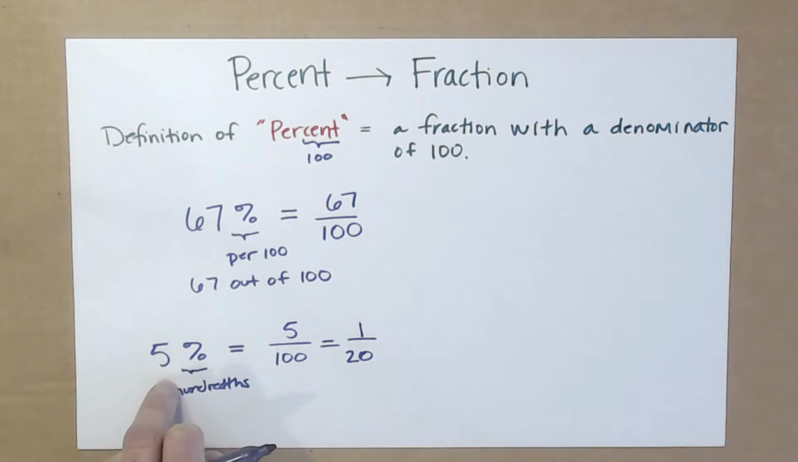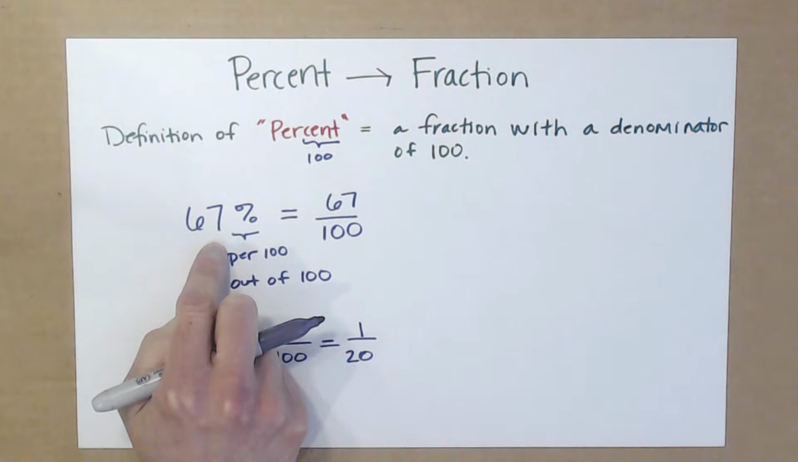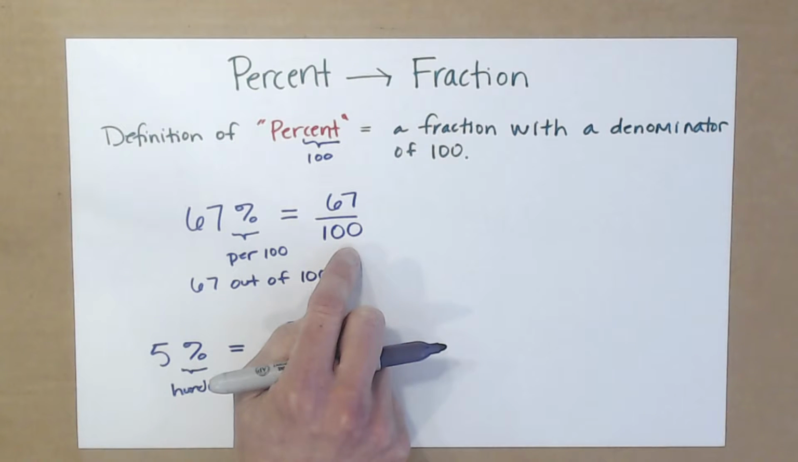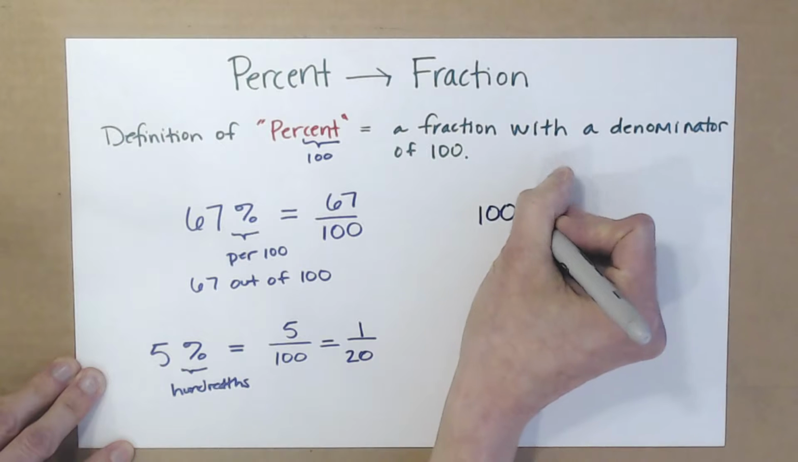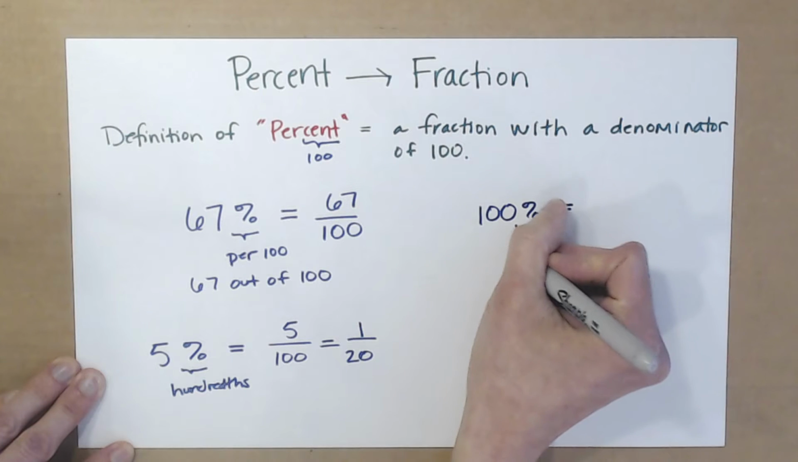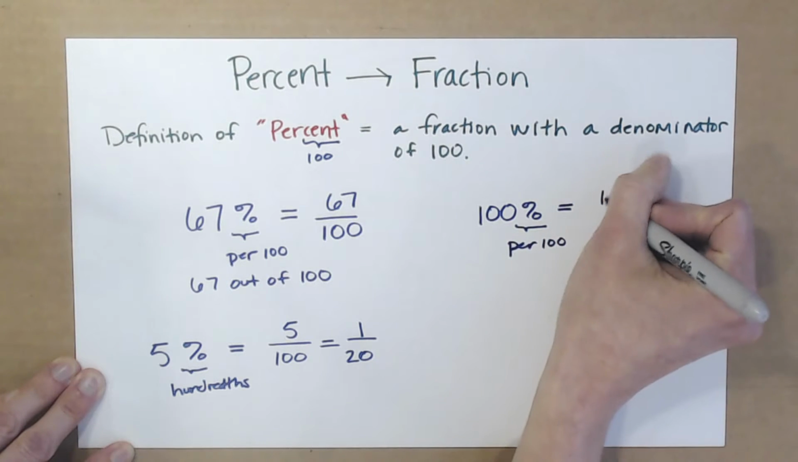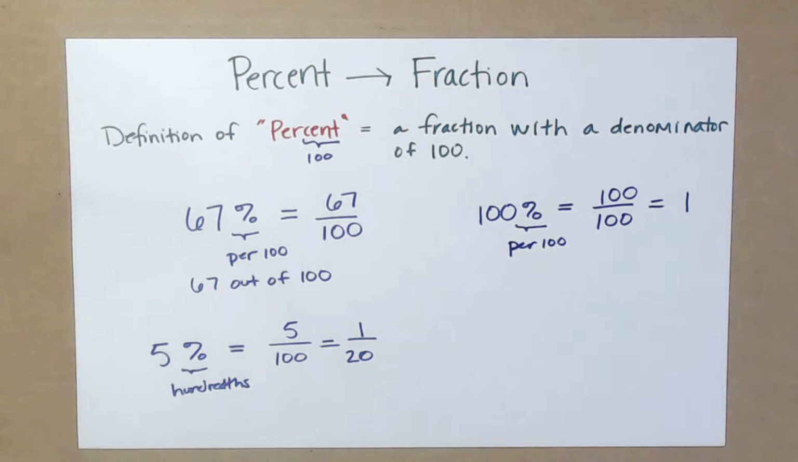So if you take 5% of something, that's the same as taking 1/20th of it. The same up here. If you take 67% of something, that's like taking 67 100ths of it. What if you take 100% of something? Now if we recall what this percent means, it means per 100, then we have 100 100ths, which is just 1. So if you take 100% of something, you're taking all of it. You're taking 1 of it. So 100% is the same as 1.